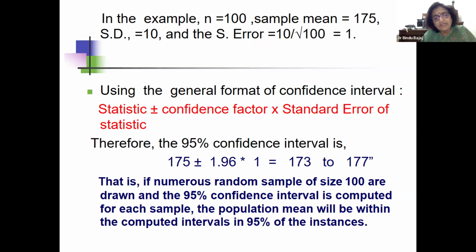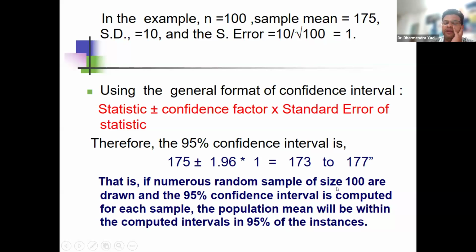Is the confidence factor always taken as 1.96? No, ma'am, it depends upon the confidence interval. I will tell you in the next slide that sometimes it is taken as 90%. If you are taking the 90% confidence interval, then this 1.96 will change. Sometimes it is taken as 99%, then the value will be different. But if it is not given, then always take 95% confidence, and the value of Z is 1.96. This is the constant value from the table, and the rest will be calculated as per the question.